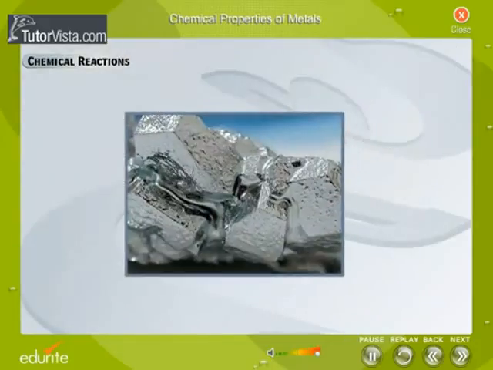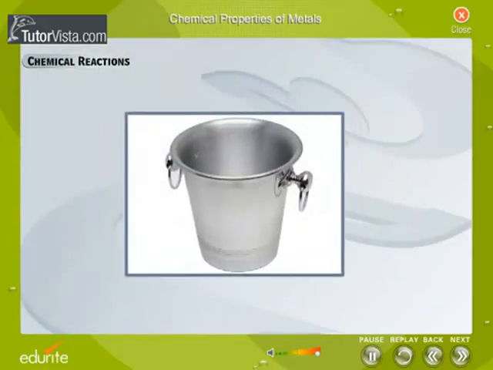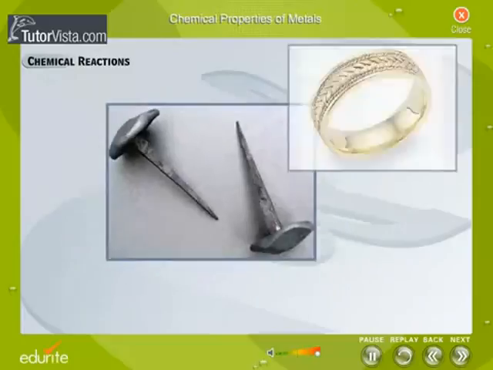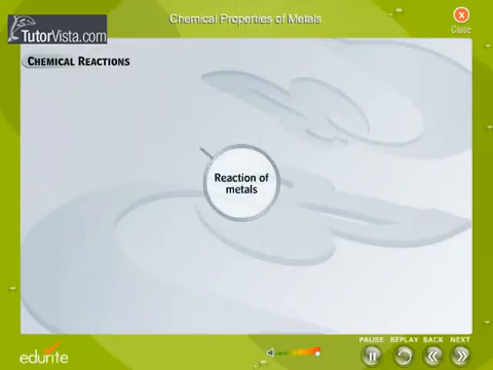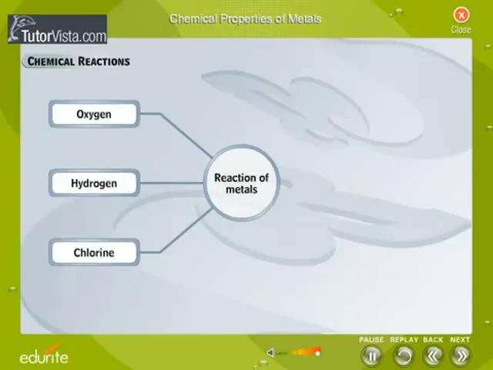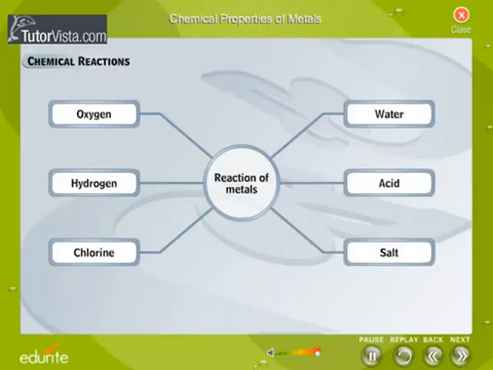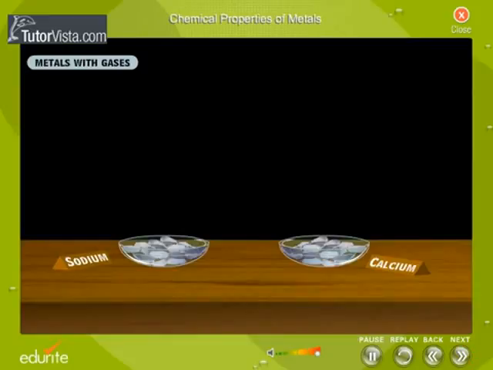Almost all metals are solids at room temperature and can easily react with gases and liquids. Gases such as oxygen, hydrogen, and chlorine, and liquids like water, acid, and salt solutions react without difficulty with most metals. Let us first examine the reactivity of metals with gases.